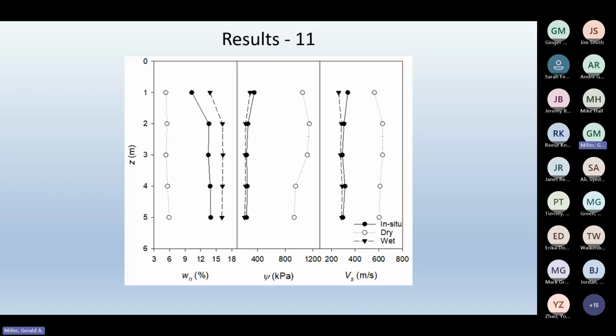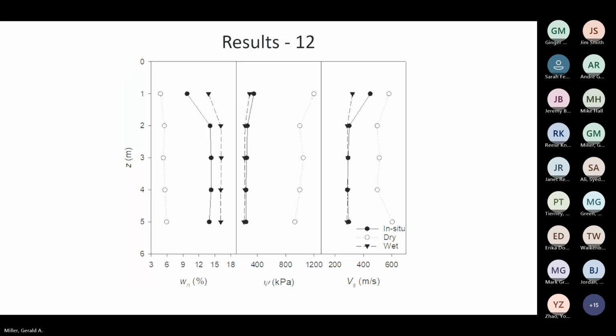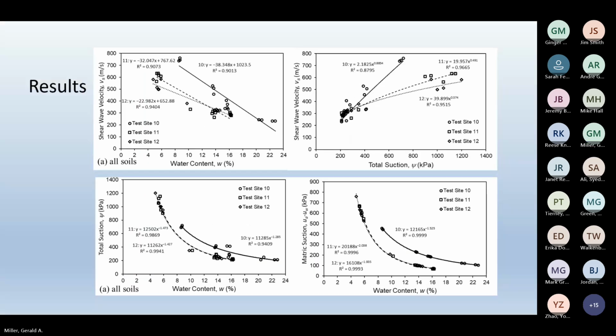This is the site 11. And again, these are the ones in the lab where we varied the moisture content and suction and measured shear wave velocity. So we took all this data and we started summarizing the results and seeing what we had. Initially we took all of the soils and lumped them together from all of the sites. We didn't parse by soil type. We just lumped all the data together and looked at shear wave velocity as a function of water content.